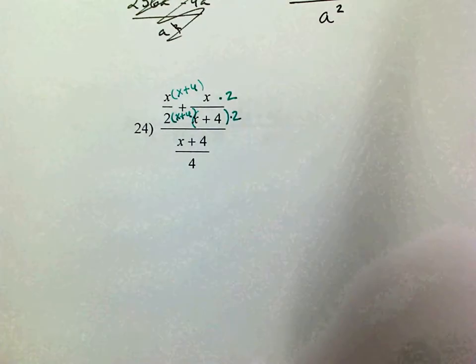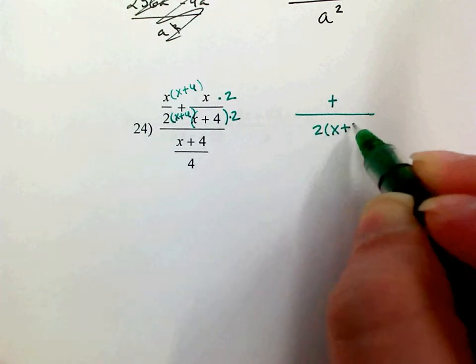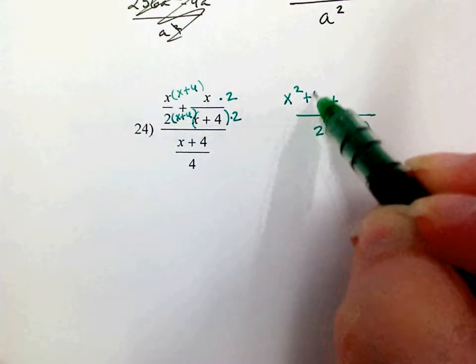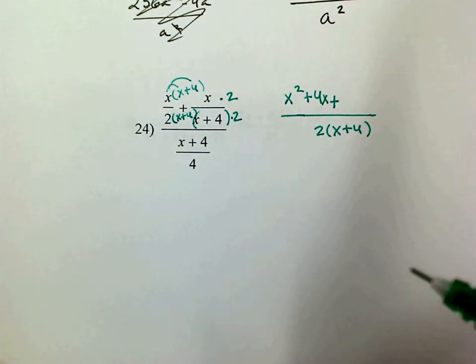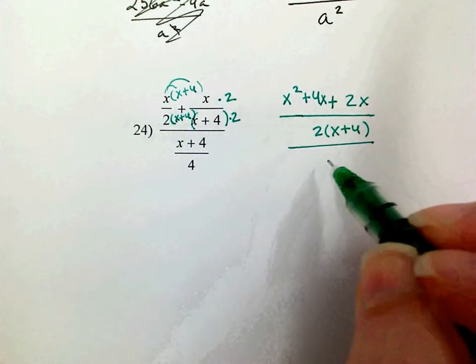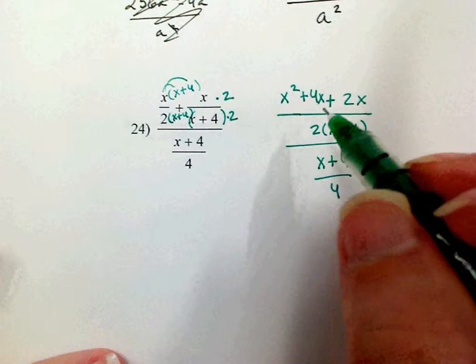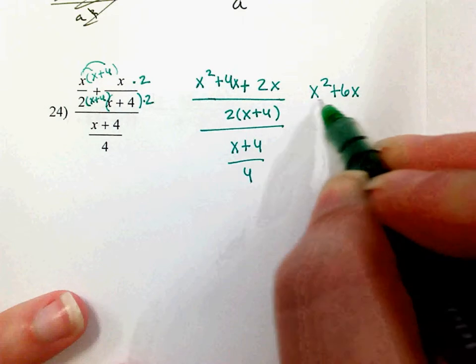Okay, so let's combine our numerator into one fraction over 2 times x plus 4. So what have I got here? x squared plus 4x. So what did she do, guys? Distribute the x? Okay, plus 2x over my x plus 4. Is there anything you can combine? 4x and 2x is 6x, so I've got x squared plus 6x over 2 times x plus 4.